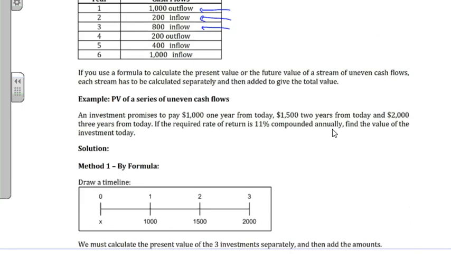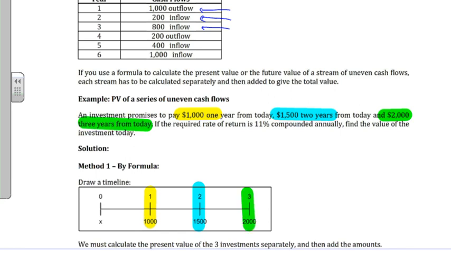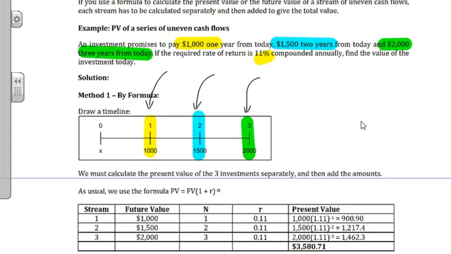An investment promises to pay $1,000 1 year from now, $1,500 2 years from now, and $2,000 3 years from now. My interest rate is 11%, and the question is, how much would you pay for such an investment? What investment? Well, an investment that has got these particular cash flows promised to you. And what is this calculation, guys? Well, this is just a present value calc, isn't it? What you're trying to calculate is you want to know, guys, what is the present value over there?